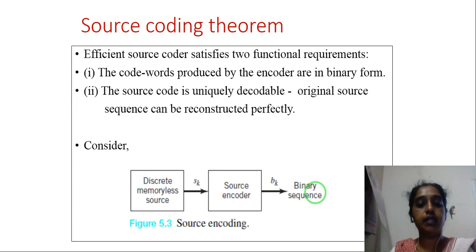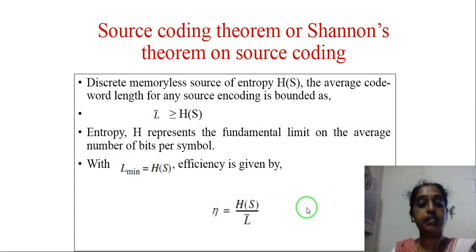So first we'll see about the source coding theorem. Here it has to satisfy two functional requirements. The code words produced by the encoder should be in the binary form. The source code is uniquely decodable. So we have the discrete memoryless source sent to the encoder. The bits are given in the binary sequence.